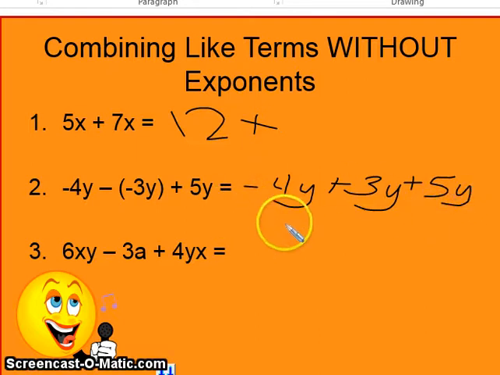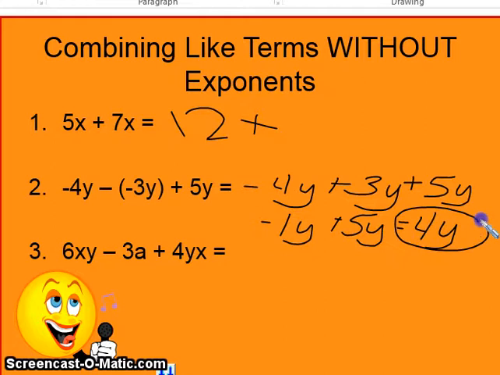Now I combine coefficients left to right because it's adding left to right. So negative 3 plus 4 gives me a negative 1y. And then I've got my plus 5y over here. And negative 1 plus 5 is a positive 4y. Again, this whole page is examples. It needs to be in your notebook.